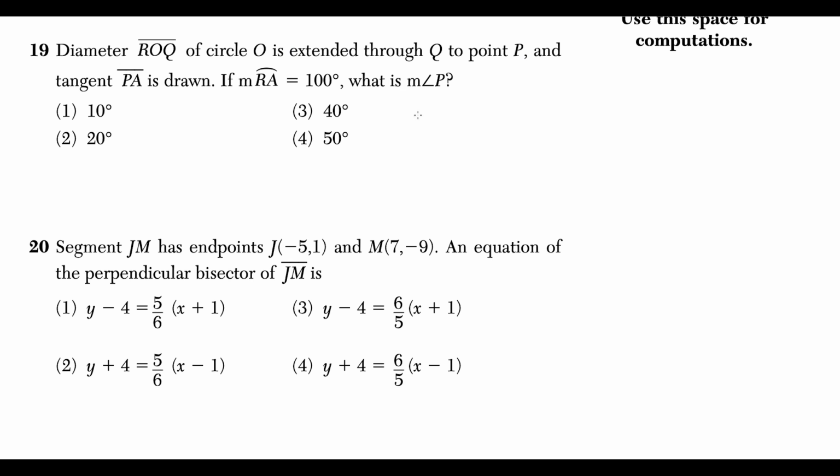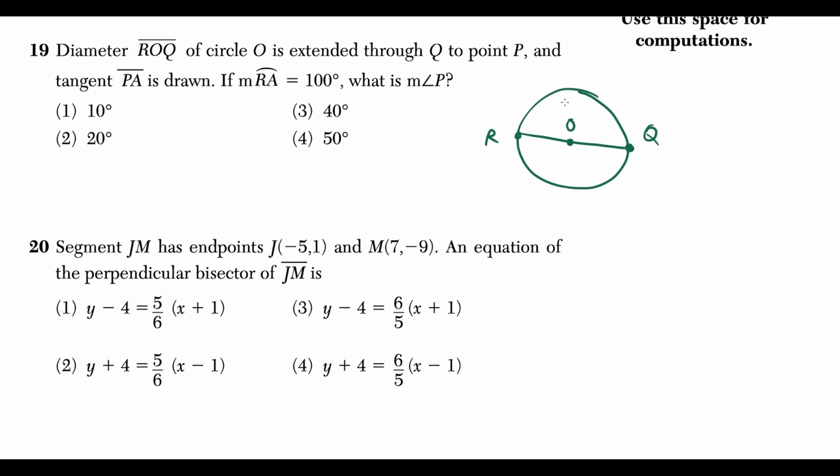So this one is very wordy and there's a lot of stuff to draw. So I would just bring it to life by drawing it out. We have diameter ROQ and it's circle O. So that means the center is going to be called O. So we have ROQ and we just draw this in like this. That's a diameter.